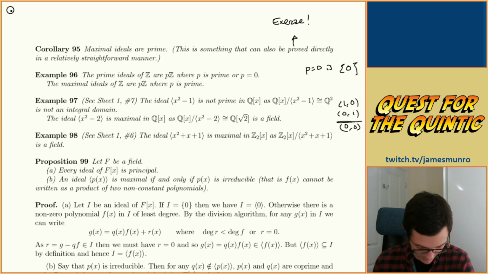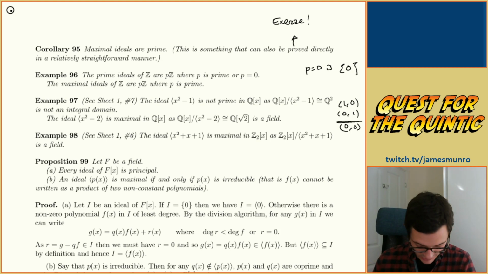A good example, from number 6 on the sheet, is to think about Z2 quotiented by this. I'm not that bothered about Z2. Fine, okay, apparently that's a field. It looks like quite a small field. It's only got 4 elements. It's going to be the field of 4 elements. Anyway.